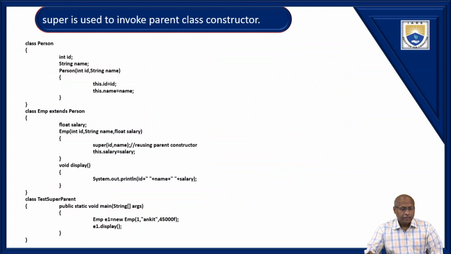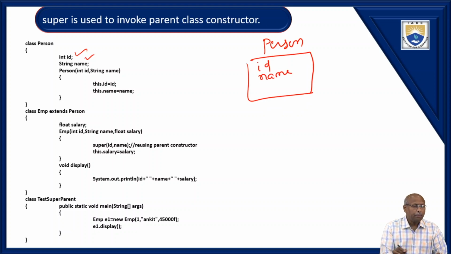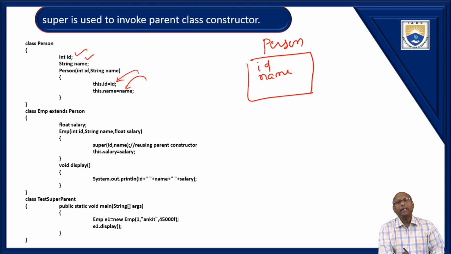Okay. Now see another program. I have a class called person, having ID and name. In the person class, you have ID as well as name. ID is integer type and name is string type. And there is a constructor. What is that constructor doing? It takes the ID and name and assigns them to my member variables. So that constructor is initializing ID and name.